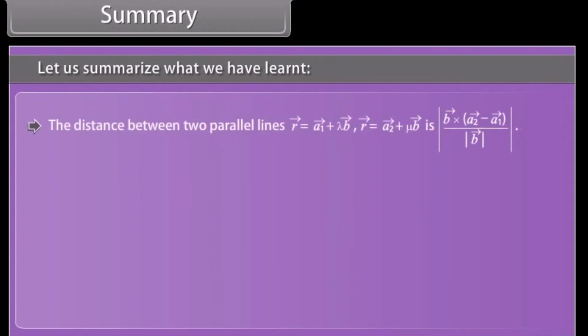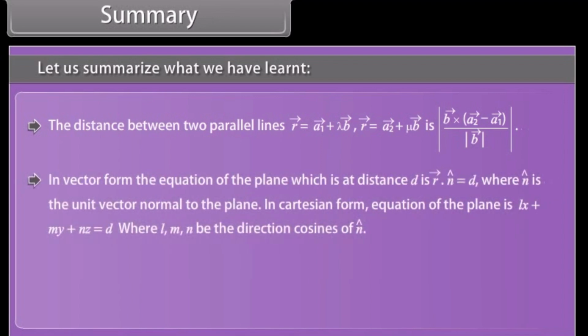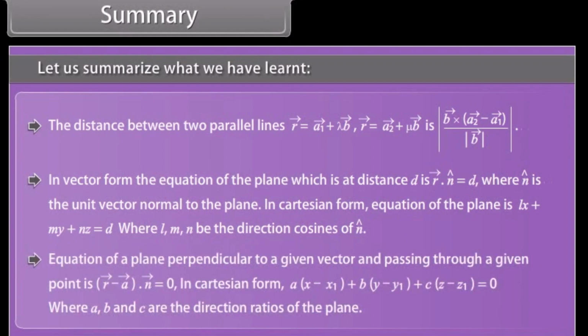the distance between two parallel lines is given by the following. In vector form, the equation of the plane which is at distance d is given by the following, where n cap is the unit vector normal to the plane. In Cartesian form, the equation of the plane is given by the following, where l, m, n are the direction cosines of n cap. The equation of a plane perpendicular to a given vector and passing through a given point is, in Cartesian form, the following, where a, b, and c are the direction ratios of the plane.